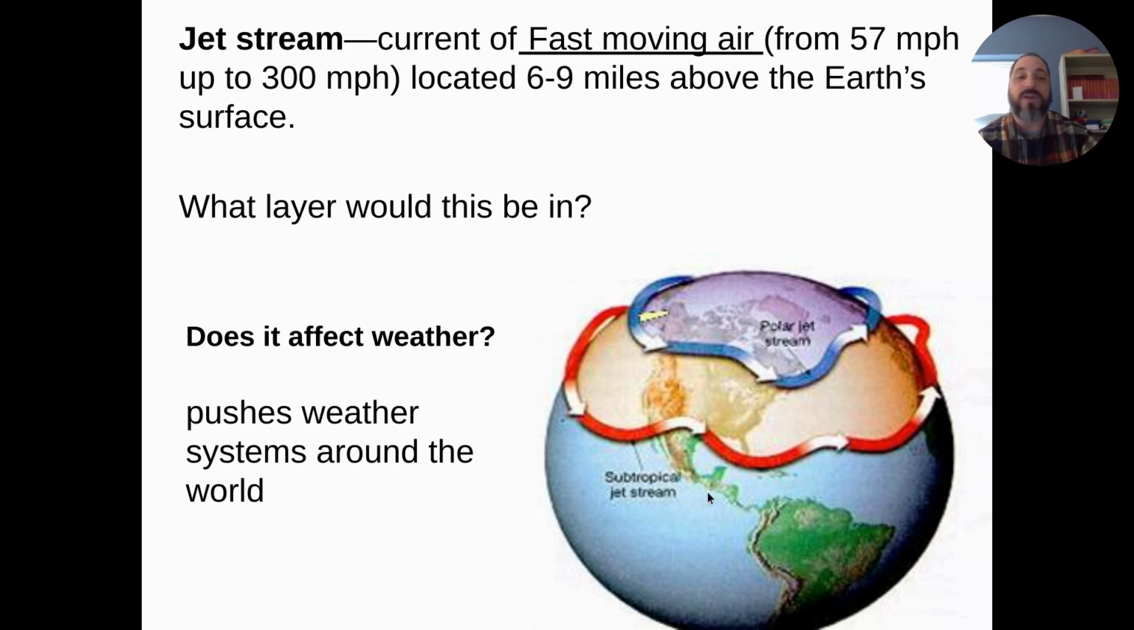What it does to affect weather is it pushes these systems around the world, and that's why our weather is changing. It's moving these air masses, it's moving these fronts, and it's changing the weather as they go around the planet. That's why often here in Rochester, our weather goes cyclic. We have a week or two of warm weather, and then cold weather, and warm, and then cold, and it goes back and forth. And that has everything to do with this jet stream moving those air masses around the Earth.